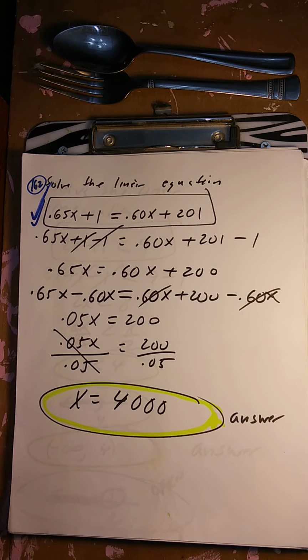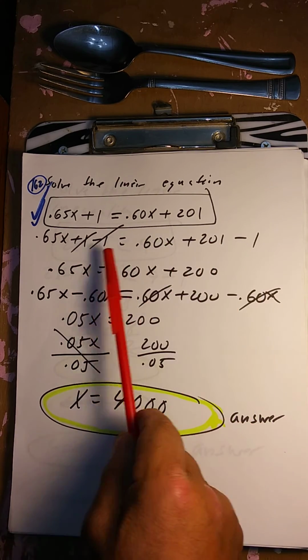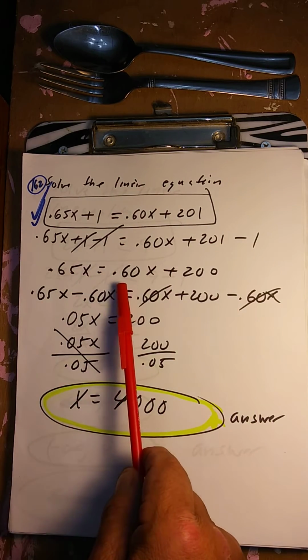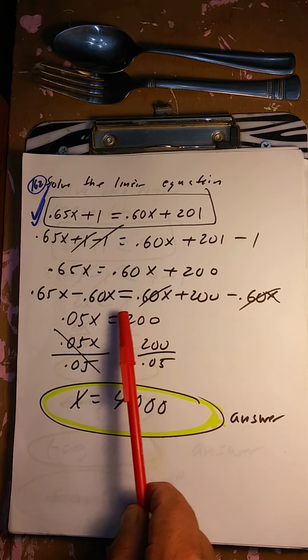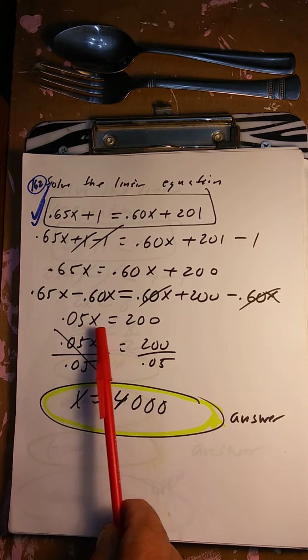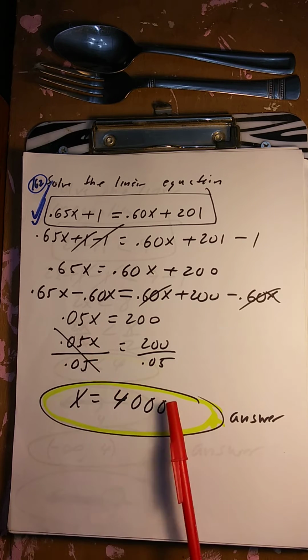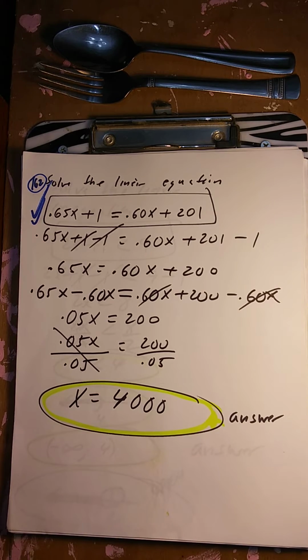More decimals, that's okay. Minus 1, both sides. So what's going to happen? We're going to have 0.65x equals 0.60x plus this. Subtract 0.60x, these are gone. So 0.05x equals 200. Divided by 0.05, divided by 0.05. These are gone. So x must be what? 4,000.